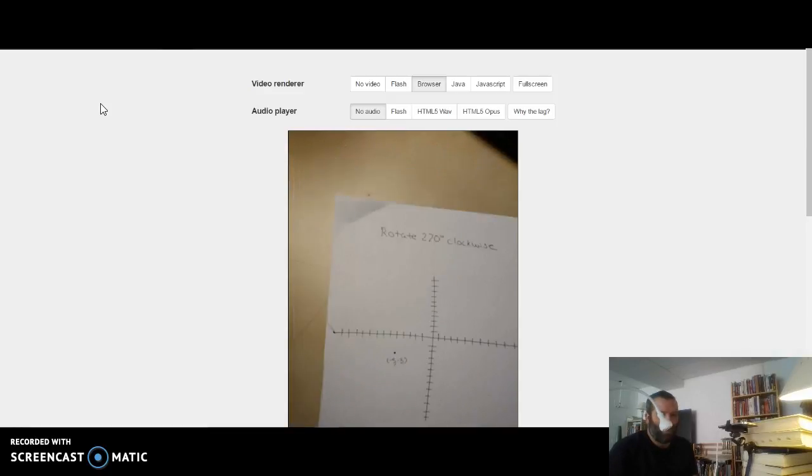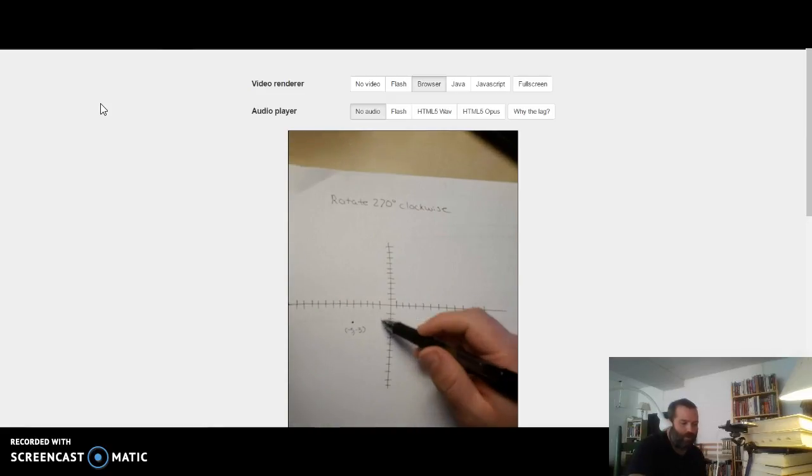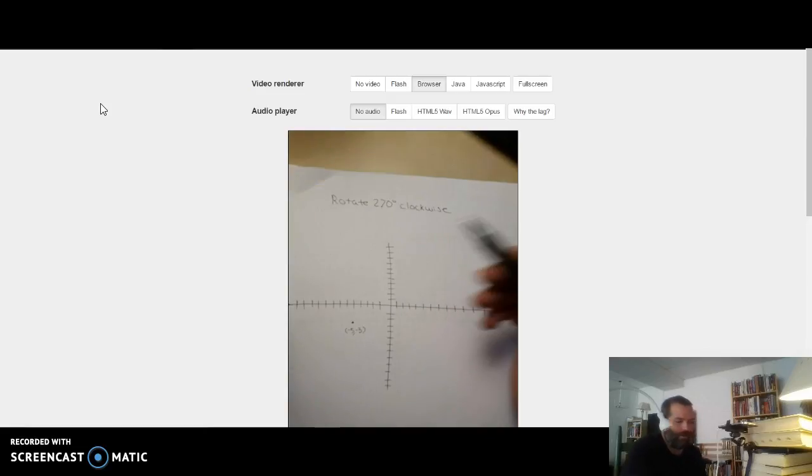Now I want to cover how to rotate a point 270 degrees clockwise. And it's pretty much the exact same procedure, except now we're going in a different direction. So here I have a point. Again, it's in the same quadrant. It's in this quadrant right here. The point is -5, -3. And I want to rotate it 270 degrees clockwise. Here's how I do it.